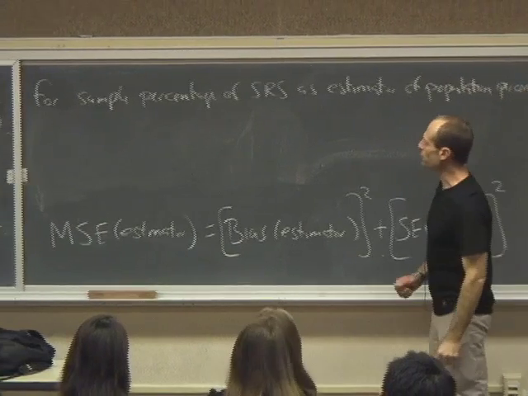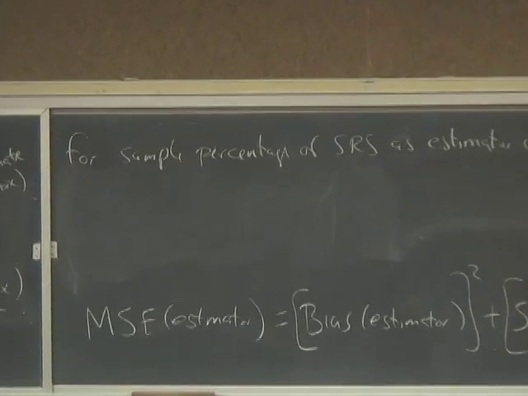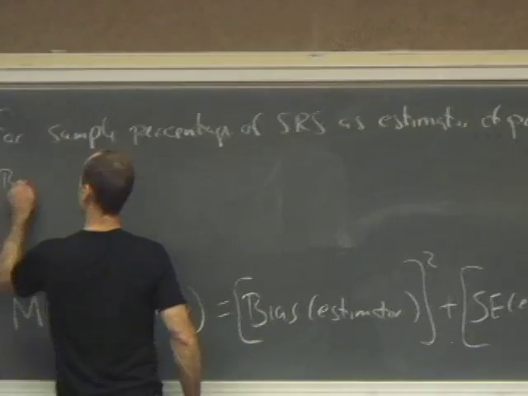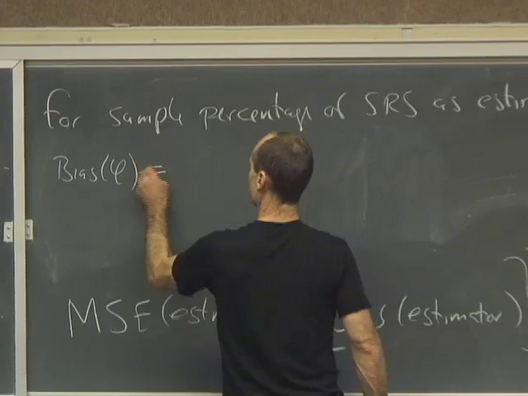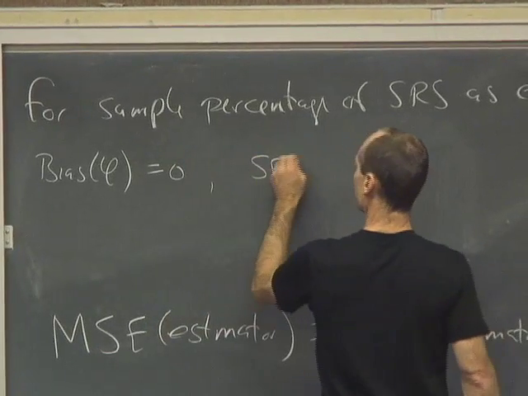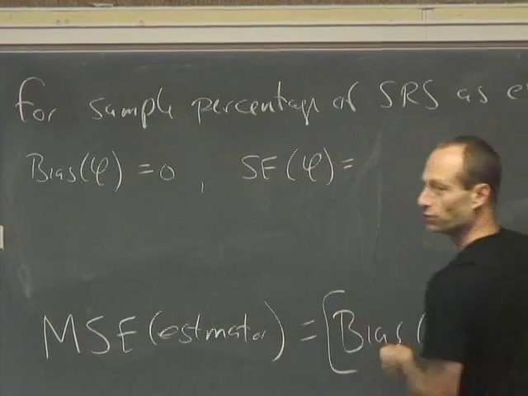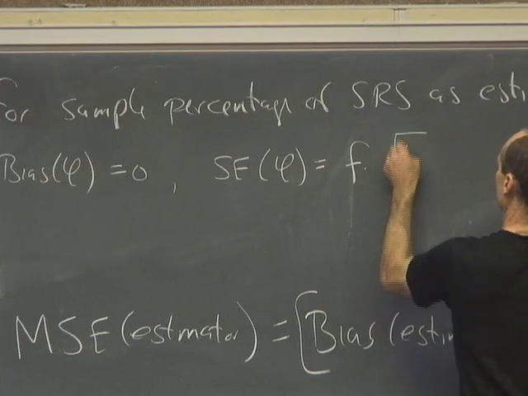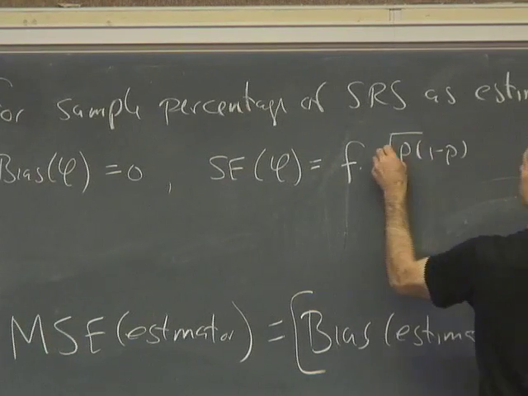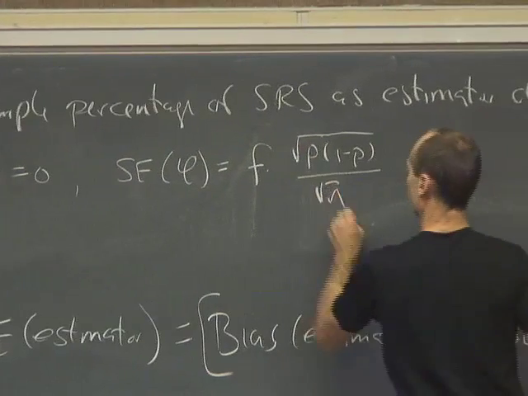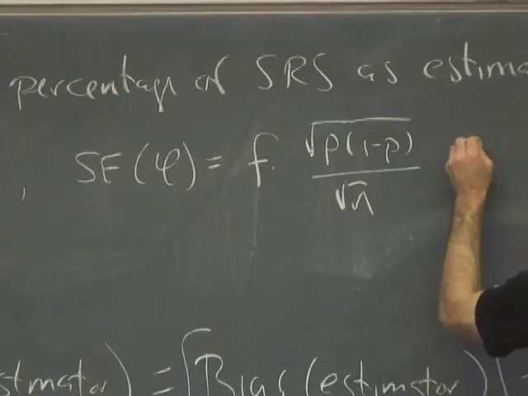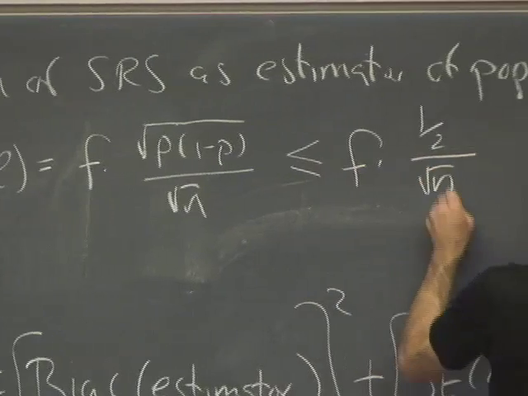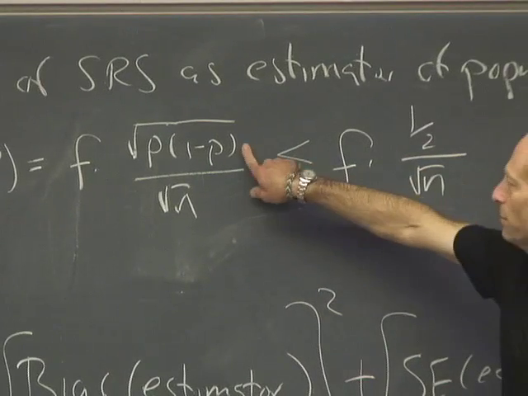Okay, so for the sample percentage of a simple random sample as an estimate of the population percentage, what do we know? That the bias of that estimator is 0. The standard error of the estimator is equal to f times the square root of p times 1 minus p over root n. And we know that that is less than or equal to f times a half over root n, right? Because we know that this can't be bigger than a half.